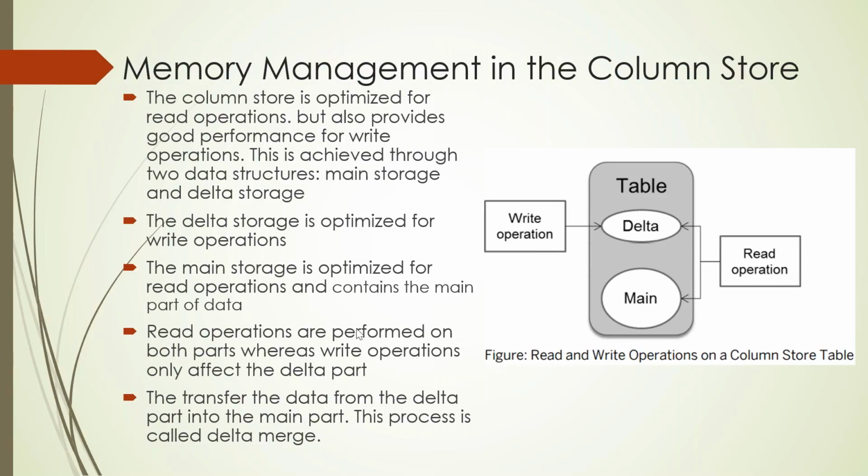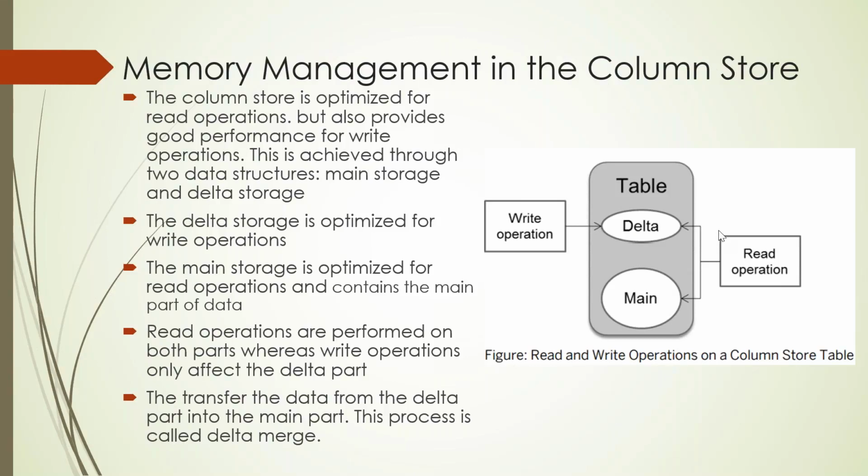We'll see that in more detail. The read operations are performed on both parts, whereas the write operations only affect the delta part. The transfer of the data from the delta part into the main part is called delta merge. Whatever data is changed in the column tables is in the delta storage. Here you have the new, changed data, and in the main you have the old data. Copying the data from the delta into the main, we call a delta merge. So interview question: what is the delta merge?